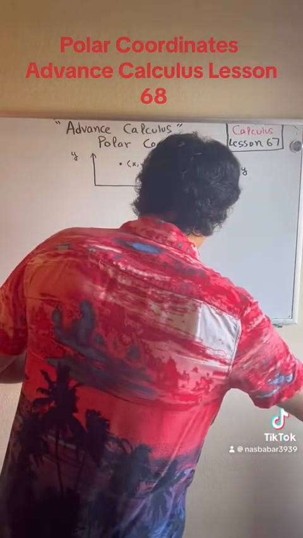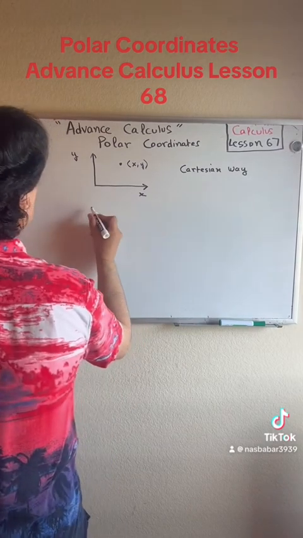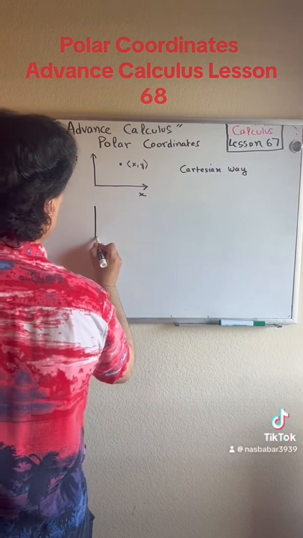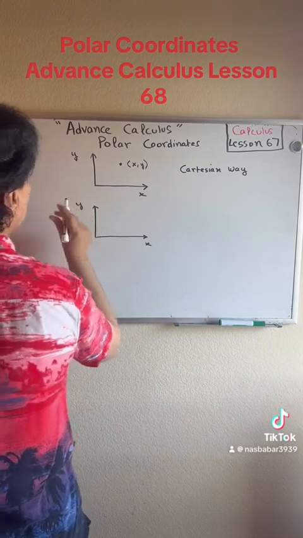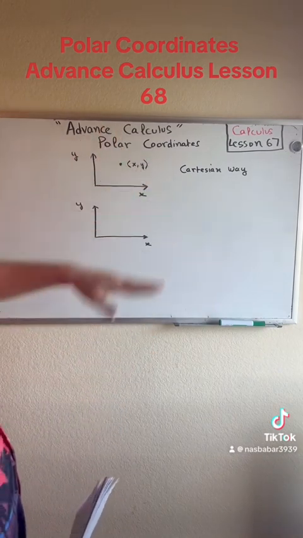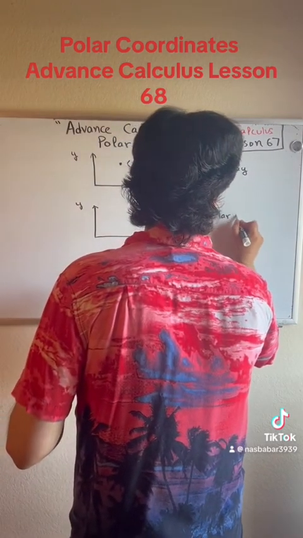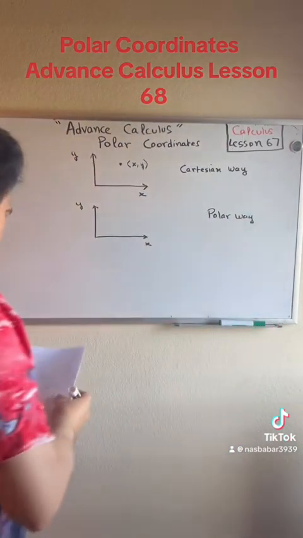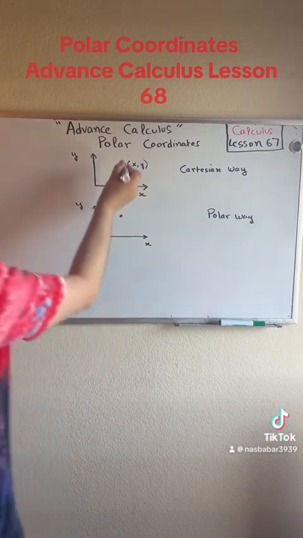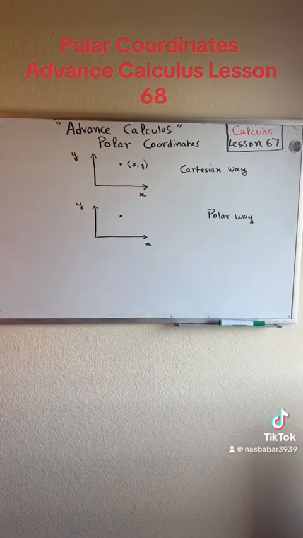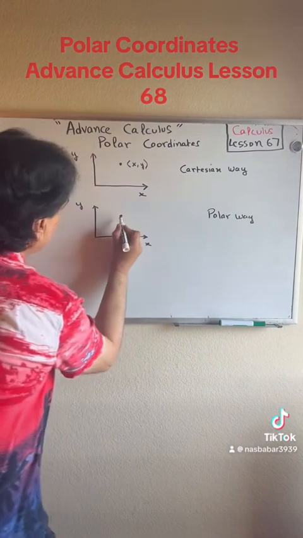Now, this is the Cartesian way. Let's look at the polar way. Let's say you have the x-axis and then the y-axis. That is the same reference point in the Cartesian way and the polar way. I'm going to write down here, polar way. Now in the polar way, let's say you have a point right here, same as in the Cartesian way. The way you look at it is different. How do you look at it? You look at it like this.